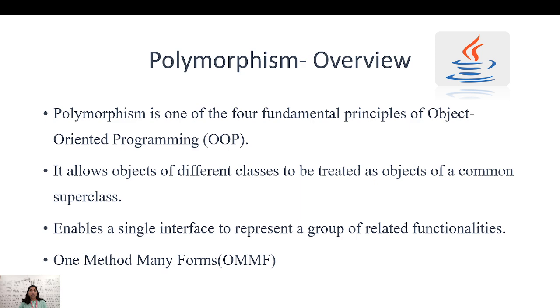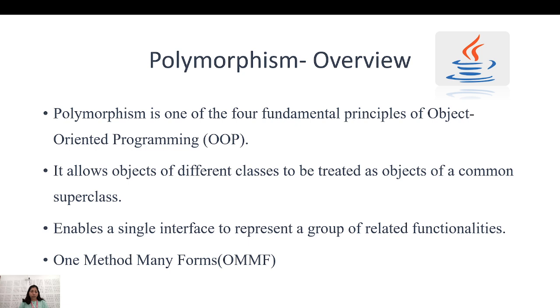Polymorphism is one of the four fundamental principles of object-oriented programming. The other three are encapsulation, abstraction, and inheritance. We have made different videos for those principles also. So now let's see what polymorphism is.